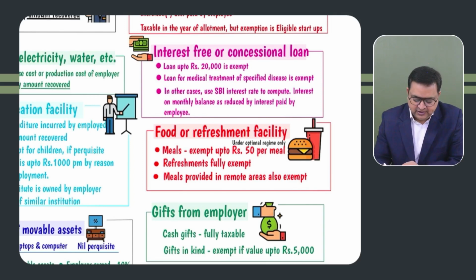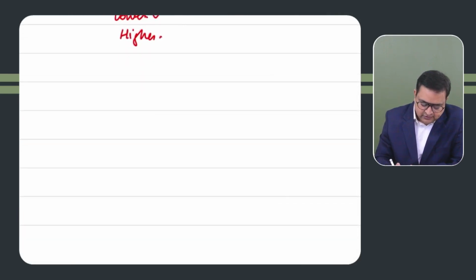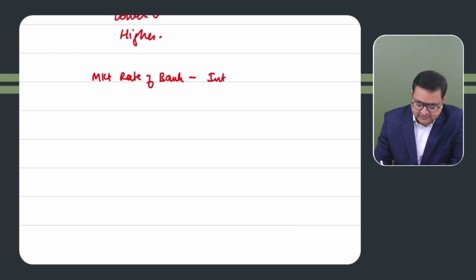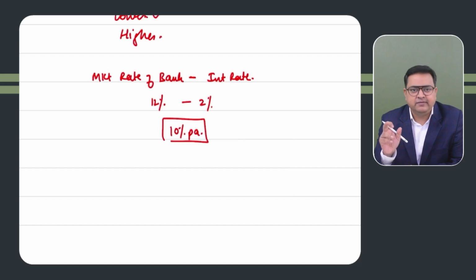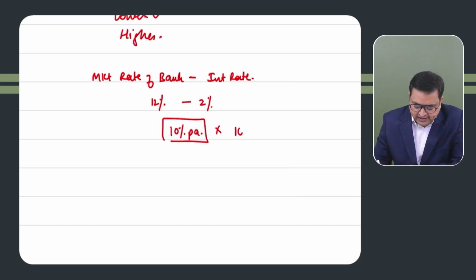But other loans are taxable. So in that case, how much would be taxable? You have to see the market rate of the bank minus the interest rate which is charged by your employer. So let's say the market rate of the bank is 12% per annum and the interest rate charged by the employer is 2%, then 10% per annum is your saving. Let's say you have taken a loan of 10 lakh rupees. So 10% per annum would be how much? 1 lakh would be the value of the perquisite.